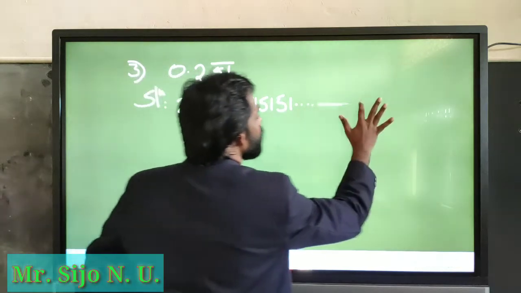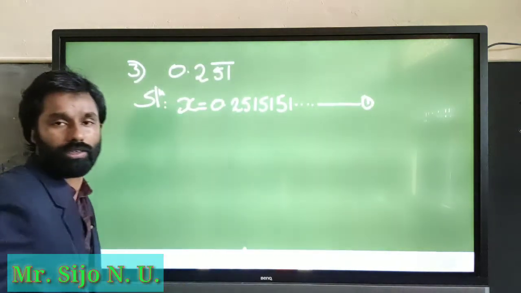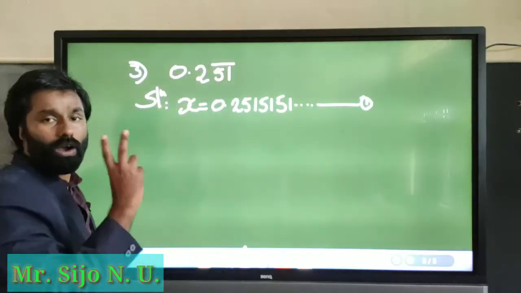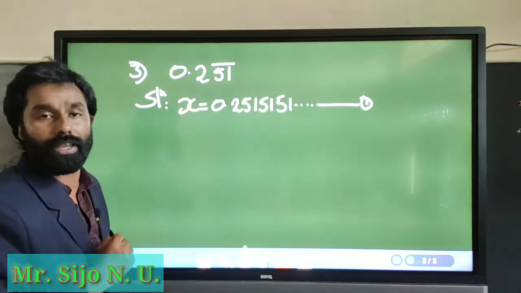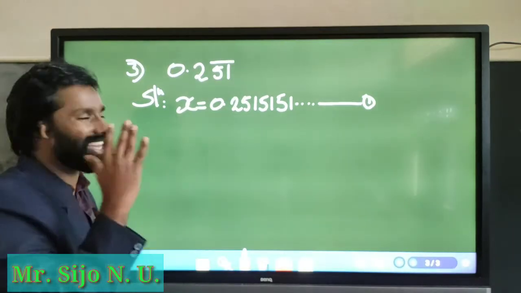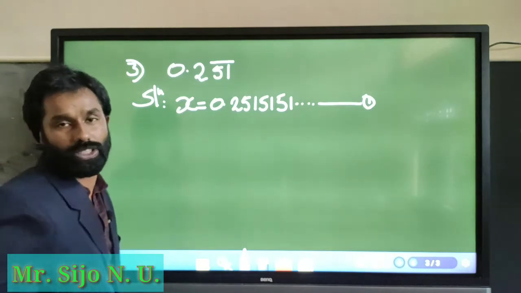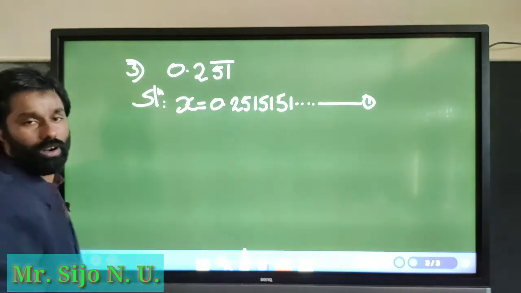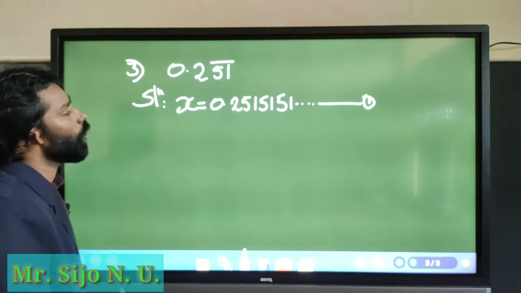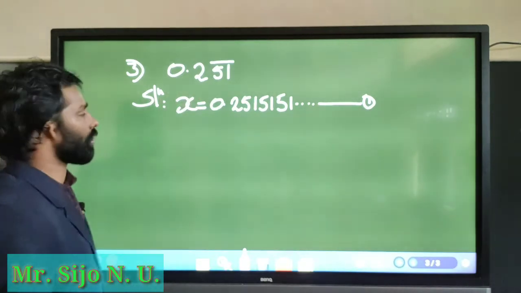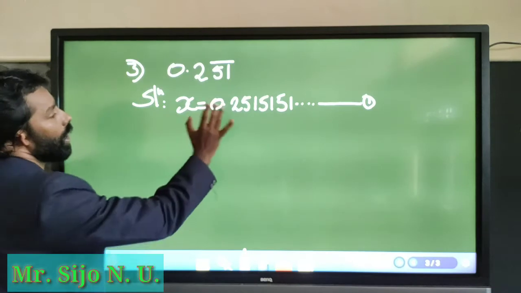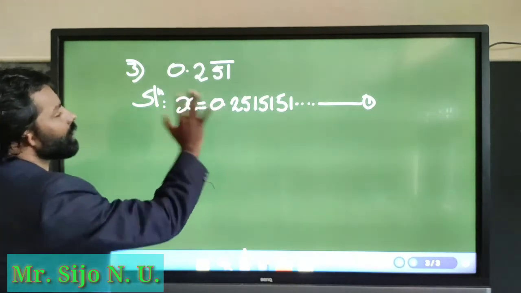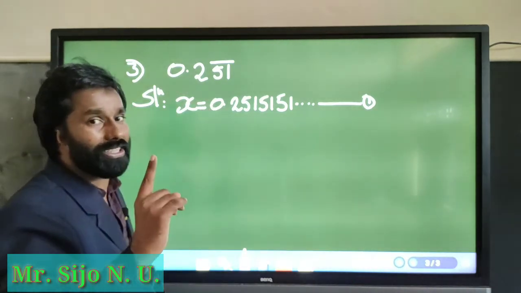0.2515151 etc. as equation number 1. Here the block of digits 5 1 only is repeating. So here there is a slight difference as compared to previous questions. So what do we have to do first? Well, we can take it as let x equal to this one, 0.25151 etc.